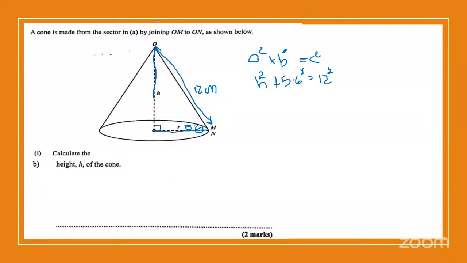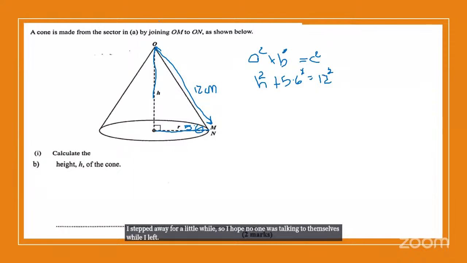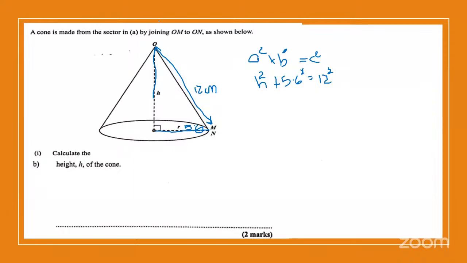I stepped away for a little while, so I hope no one was talking to themselves while I left. I see my chat lighting up. Let me see what is there. 10.6, 10.6. All right. Let us check to see what the answer is based on what I worked out.